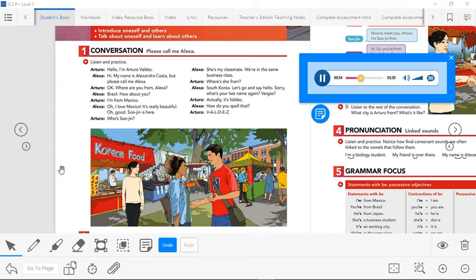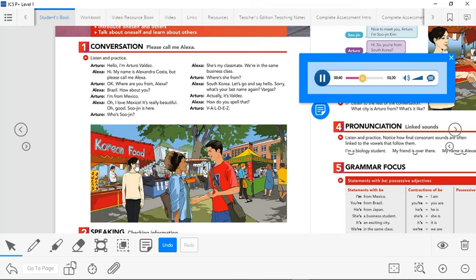Hello, I'm Arturo Valdez. Hi, my name is Alexandra Costa, but please call me Alexa. Okay. Where are you from, Alexa? Brazil. How about you? I'm from Mexico. Oh, I love Mexico. It's really beautiful. Oh, good. Sujin is here. Who's Sujin? She's my classmate. We're in the same business class. Where's she from? South Korea. Let's go and say hello. Sorry, what's your last name again? Vargas? Actually, it's Valdez. How do you spell that? V-A-L-D-E-Z. Okay, very good.